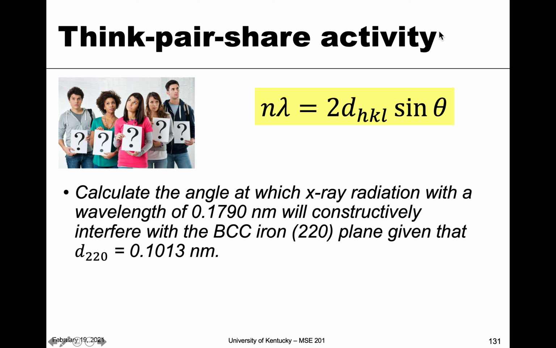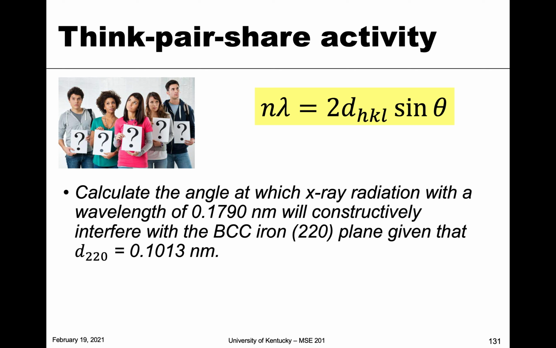So I've given you Bragg's law. I've repeated it here so you don't have to go back into the previous slides. What I want you to do is calculate the angle at which X-ray radiation with a wavelength of 0.1790 nanometers will constructively interfere with the BCC iron 220 plane, and I've given you that interplanar spacing. So see if you can calculate the angle and then come back and we will go over those results.